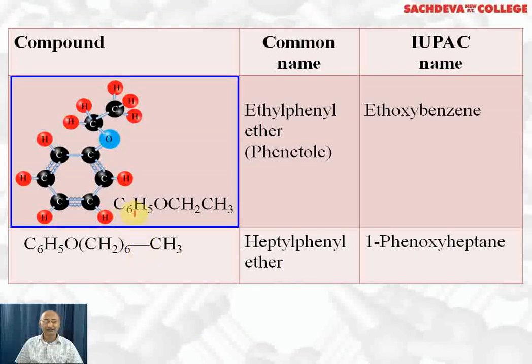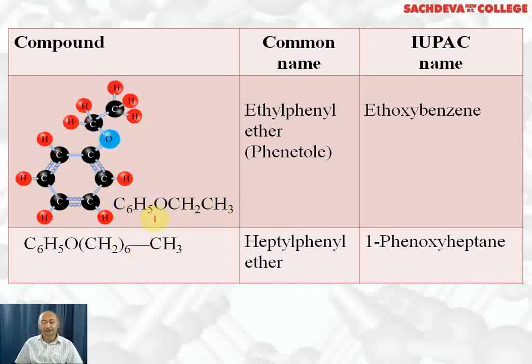Another aromatic ether we have is C6H5OC2H5, C6H5OCH2CH3. This is ethyl phenyl ether. Common name is phenetole. IUPAC name is ethoxybenzene. Here parent is benzene. Another example we have, this side we have phenyl group, oxygen, and here we have heptyl group. We call it heptyl phenyl ether. Now heptane contains 7 carbon atoms. Phenyl group contains 6 carbon atoms. Parent will be heptane. We call it 1-phenoxyheptane.